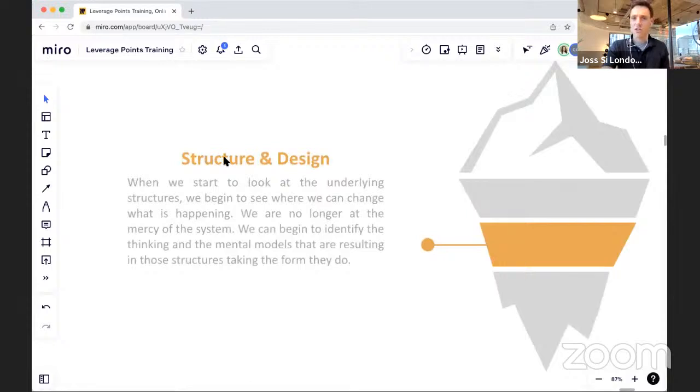So we're getting to the structure level. When we understand structure, we can start thinking about the pattern of organization and the design of it. When we look at underlying structures, we begin to see where we can change what is happening. We are no longer at the mercy of the system. We can begin to identify the thinking and mental models that result in those structures taking the form they do. So there is much higher agency down here, and we can start redesigning or changing the structure.